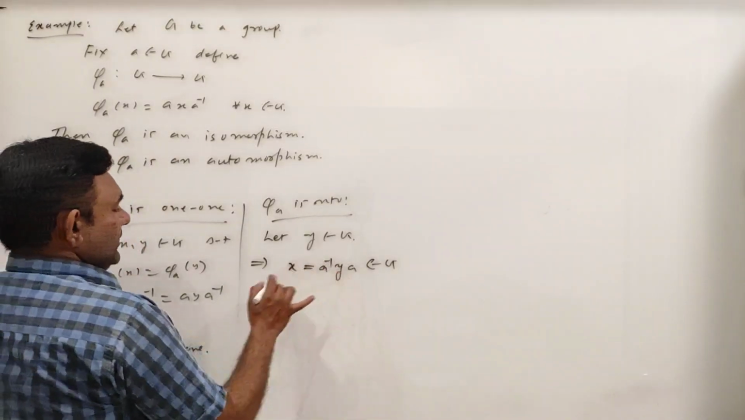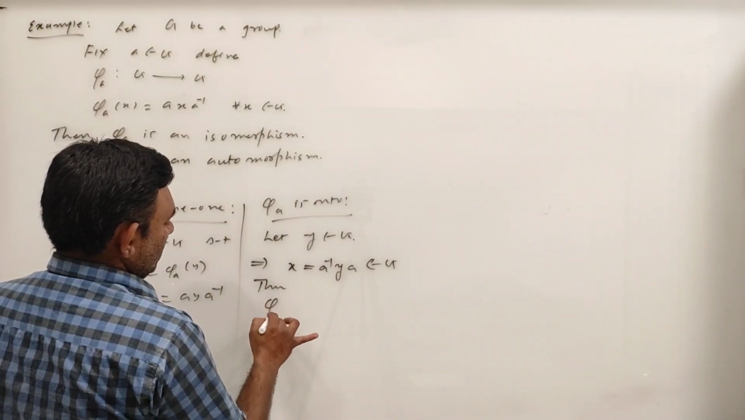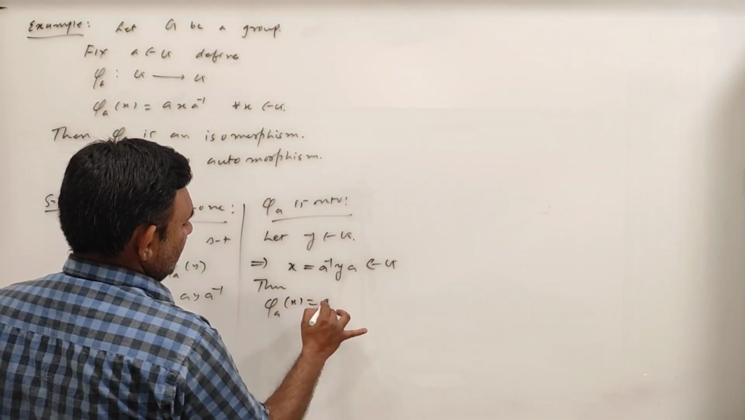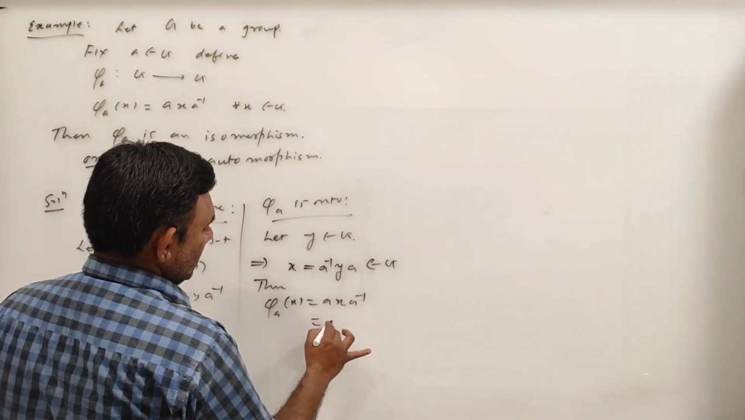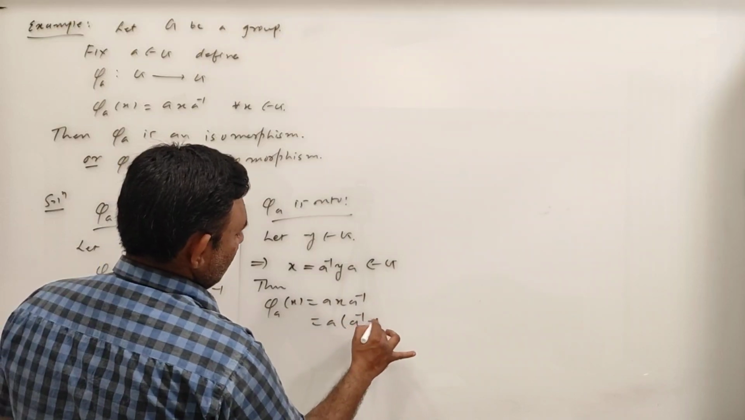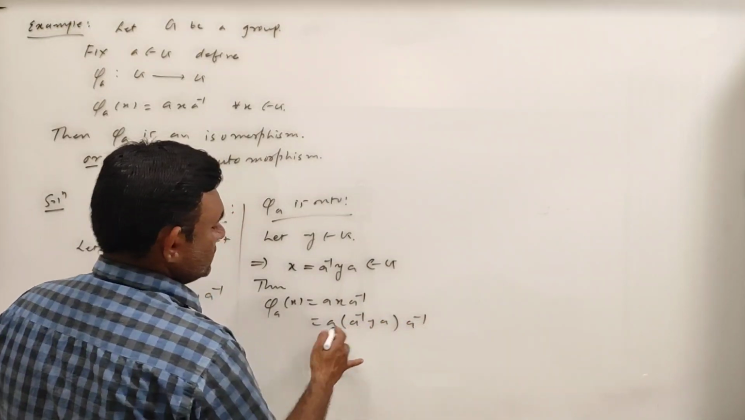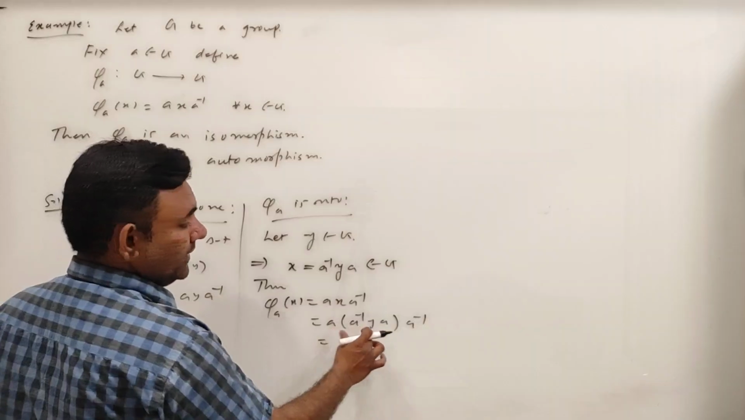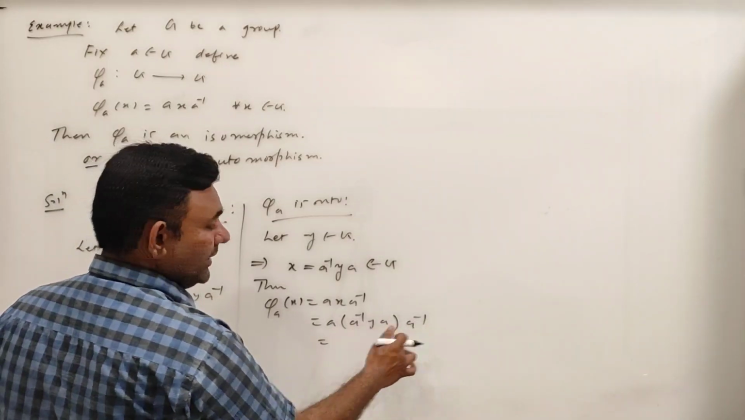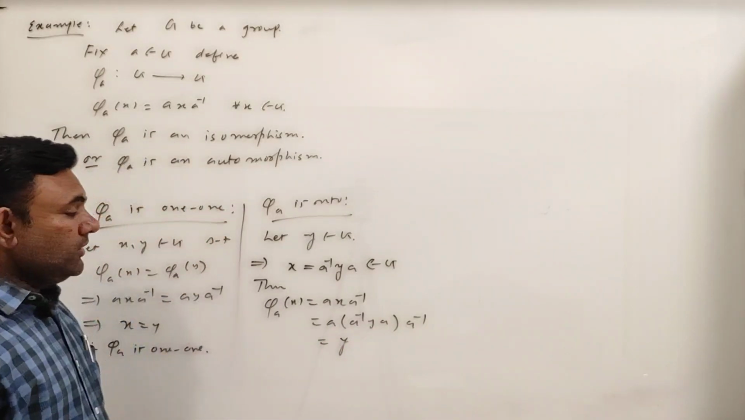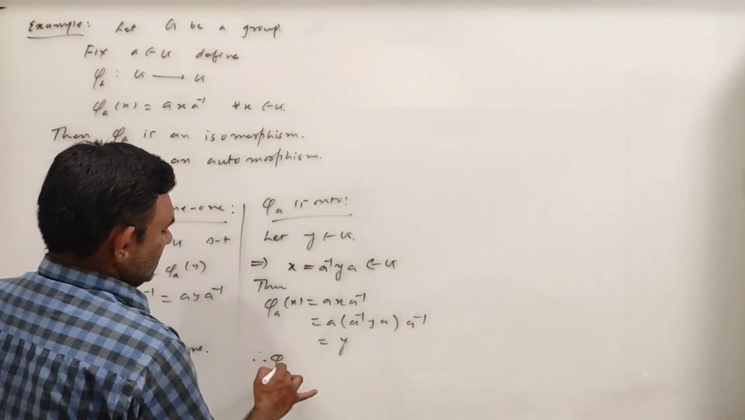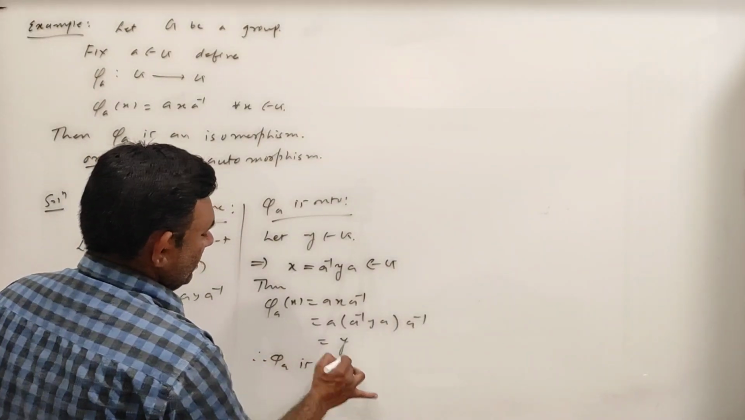So then what is phi A at x? It will be A x A inverse, but x is what? A inverse y A, and then A inverse, and use the associativity. So A A inverse is identity, A A inverse identity, identity y identity, it is just y. So therefore phi A is onto.